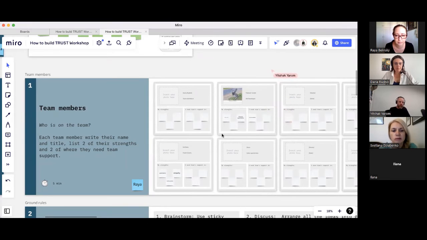So shall we go for them? What do you think? Yeah, just Ilana, sales operation. Yeah, I put her on the card. Yeah, there was a card for Ilana.